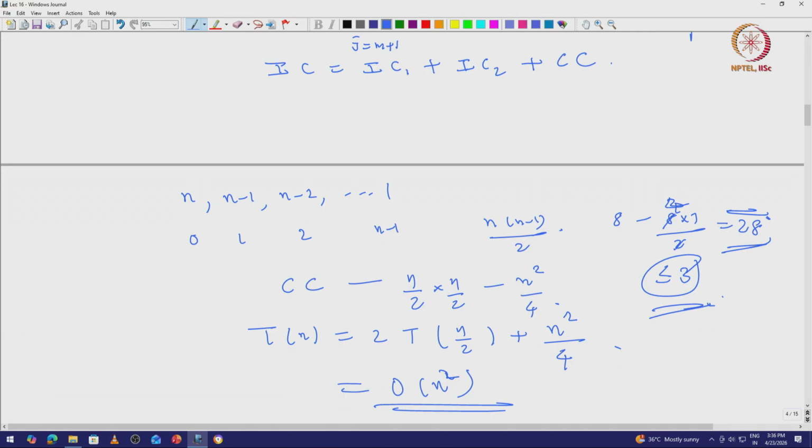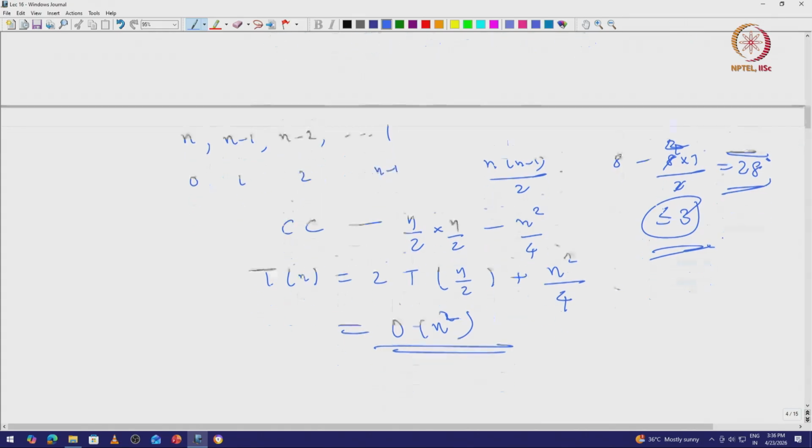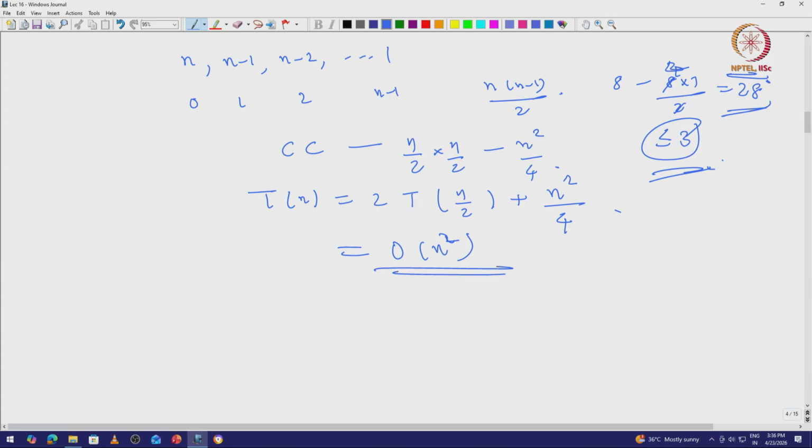We had a divide and conquer algorithm, but its complexity is very similar to the complexity of the direct algorithm. In fact, this has got a lot of things to do: splitting the array, conquering, recursive calls, then combining the solutions. All of them are taking place, and it is an n square algorithm. So, we will see what is the major problem here. The major problem is cross count.